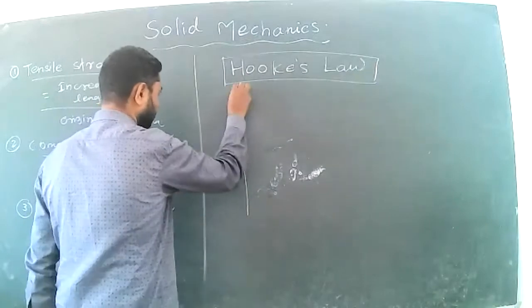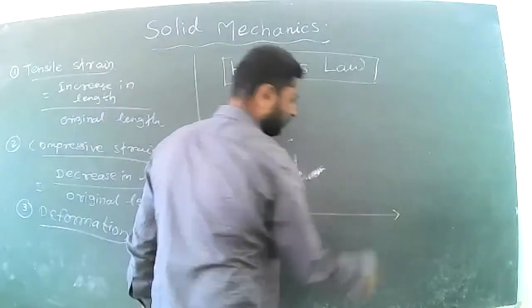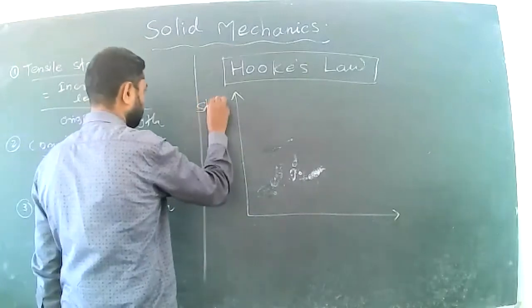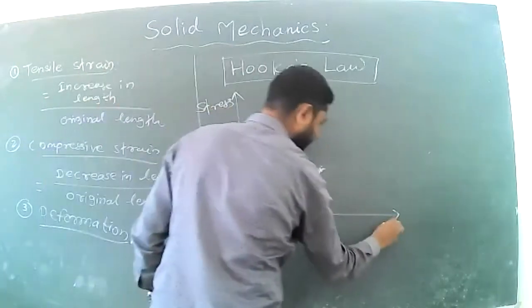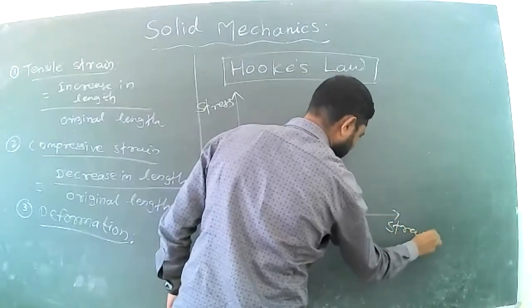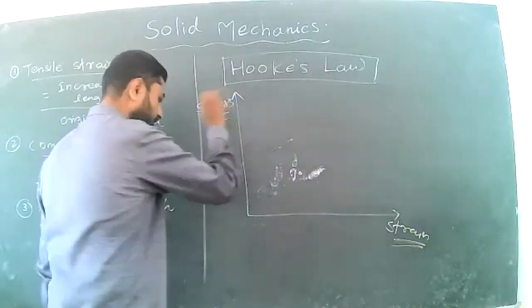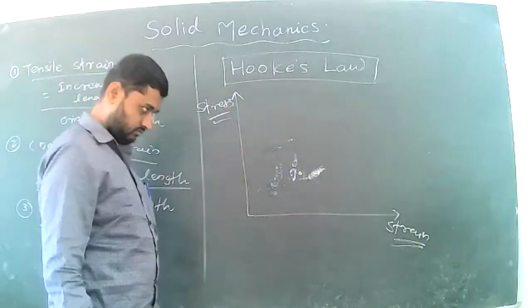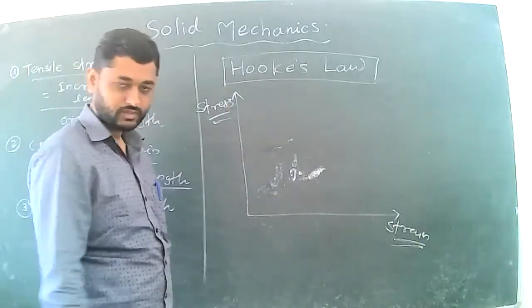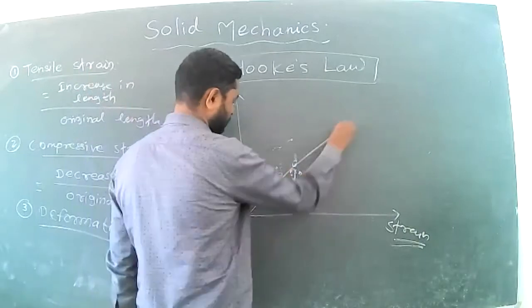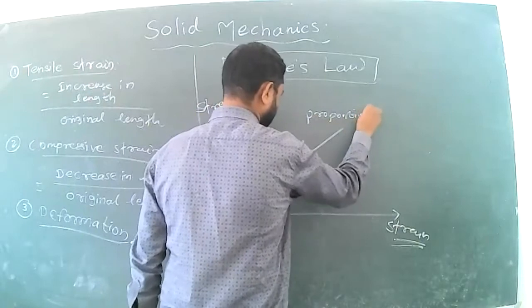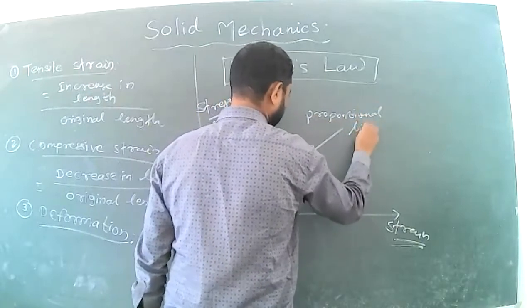For example, suppose when we plot a graph of stress strain, consider stress on the y-axis and strain on the x-axis. Suppose Hooke's law is valid up to the proportional limit.